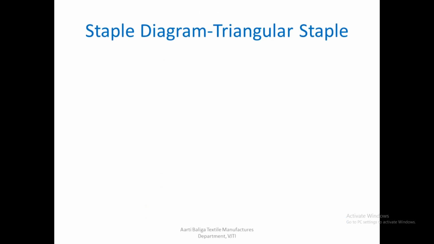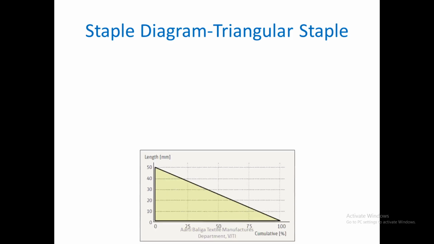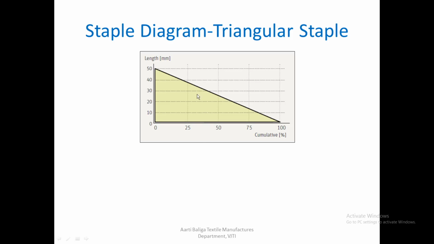We come to the next staple diagram, that is a triangular shape, which is somewhere in between the rectangular and, or rather you can say it's an extreme case of the trapezoidal shape. So if we are getting a graph like this, which wouldn't be exactly like this, but something similar.